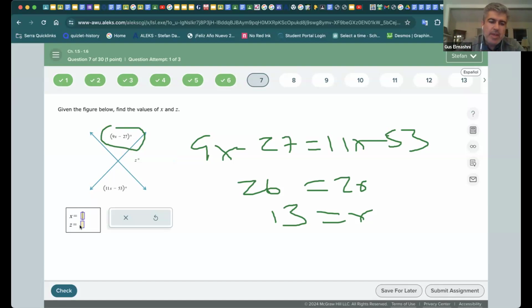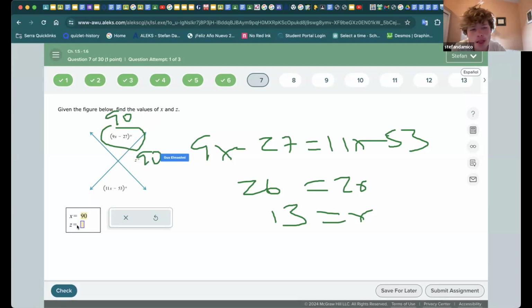So we know x is 13. That's all set. So that's going to be 90. So z is also going to be 90. No, x is 13. We just wrote x is 13.